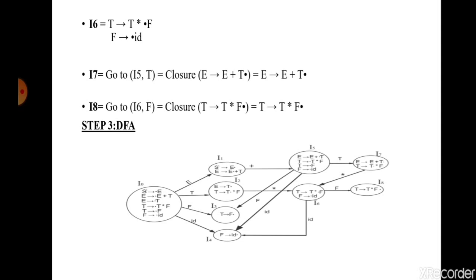From I0, I0 goes to I1 for the non-terminal capital E. I0 goes to I2 for non-terminal capital T. I0 goes to I3 for capital F. I0 goes to I4 for the terminal ID. Like this, we can easily draw the DFA from these states.